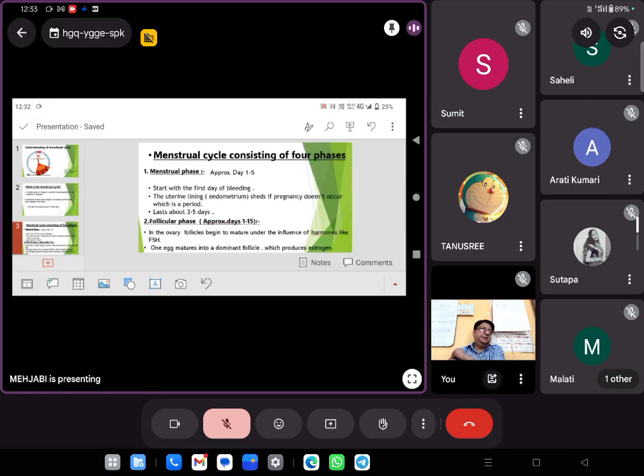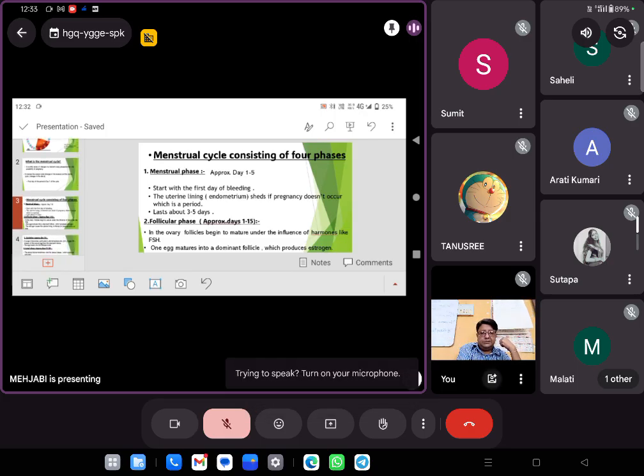Menstrual cycle consists of mainly 4 phases. First one is the menstrual phase. It is about day 1 to 5. It starts with the first day of bleeding. The uterine lining sheds if pregnancy does not occur, which is a period. It lasts about 3 to 5 days.